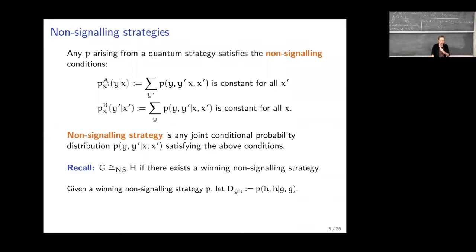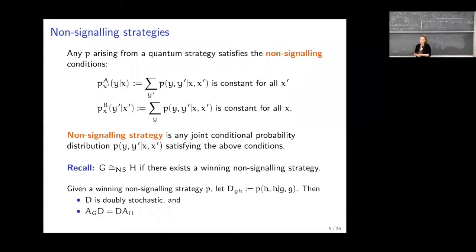Turns out that you can use the non-signaling conditions and the winning conditions to show the following two properties of this matrix D. First, we can show that D is doubly stochastic. And second, you can show that it satisfies this relation with respect to the adjacency matrices of the two graphs. Now, do these conditions remind you of something? Right. So they somewhat remind you perhaps of isomorphism, or did I hear some other words as well?